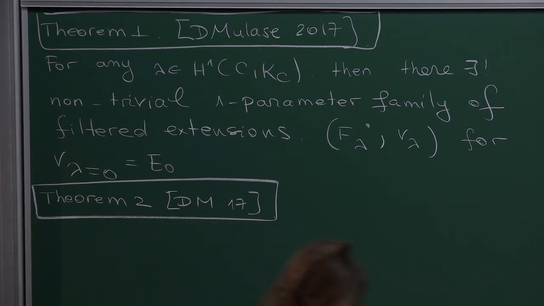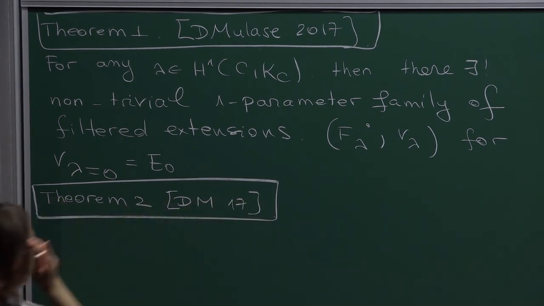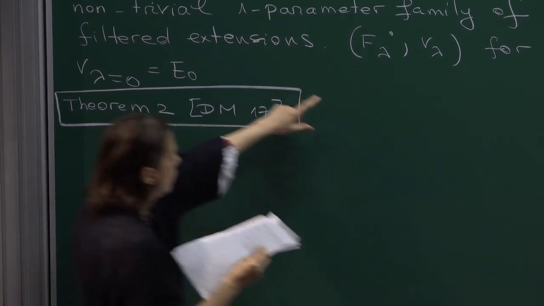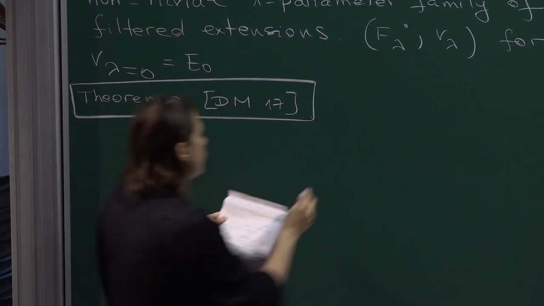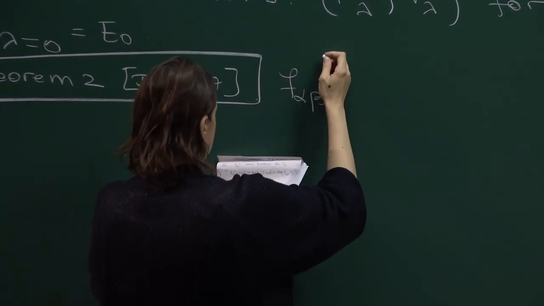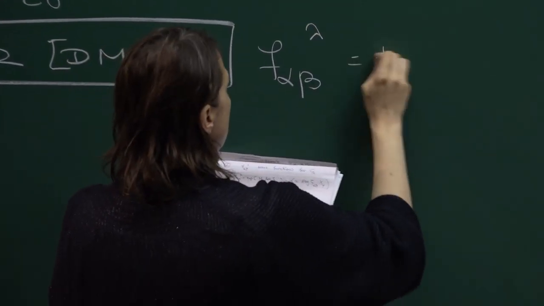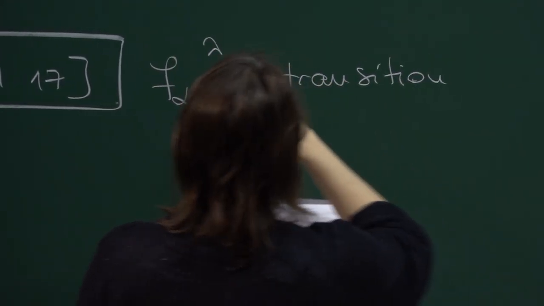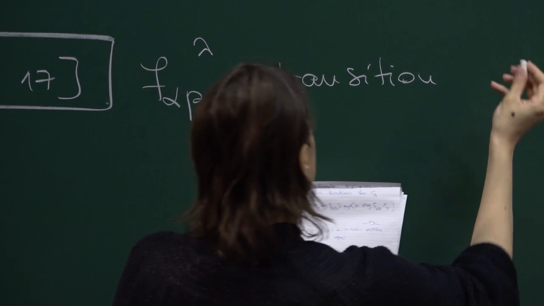And maybe I'm going to mention some things. So I will give you the transition functions for this V lambda. So let me recall f alpha beta gamma to be the transition functions. This is lambda. Maybe it wasn't a good notation.